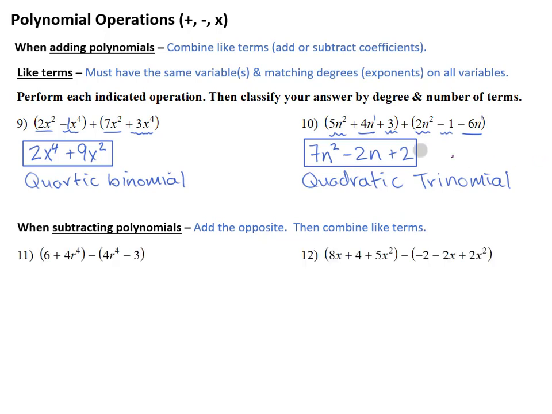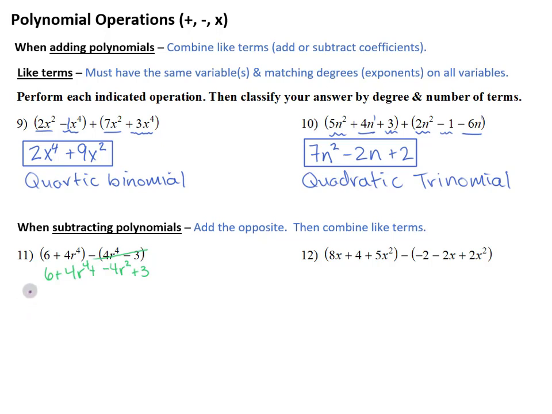9 and 10. Okay, so here's a couple examples where we're asked to, this time, subtract polynomials in this order. So here's what I mean when I say we're adding the opposite. We're literally going to change this into an addition sign. So we're going to add, and then we're going to make each of these the opposite sign. So instead of positive 4r squared, we're going to have negative 4r squared. And instead of negative 3, we're going to make that positive 3. So we're going to add the opposite. And now we're going to combine like terms with what we have over here, 6 plus 4r to the 4th.